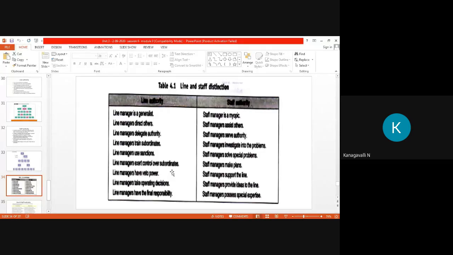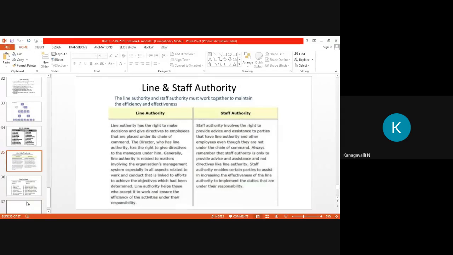Here it makes plans. The line managers have the superior power. Here it supports the line. The line managers take operating decisions, but here it provides ideas to the line. The line managers have the final responsibility. Here it possesses special expertise. Right, so general line and staff authority must work together to maintain efficiency and effectiveness.